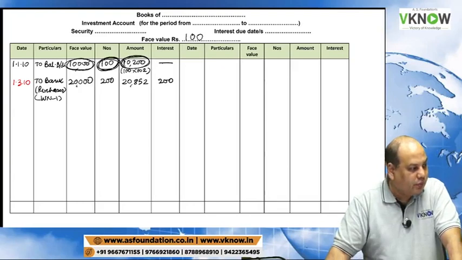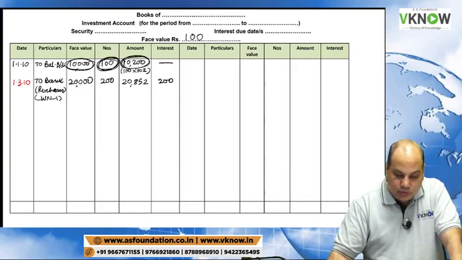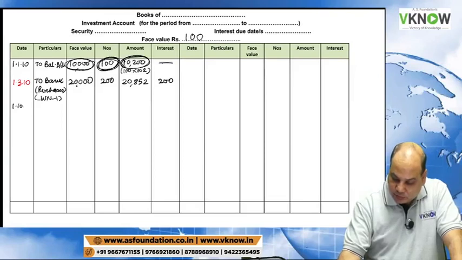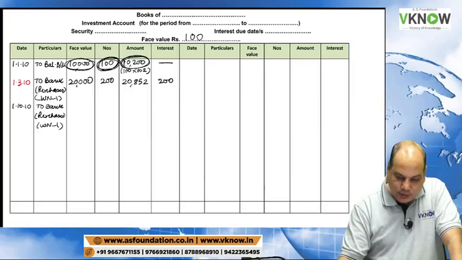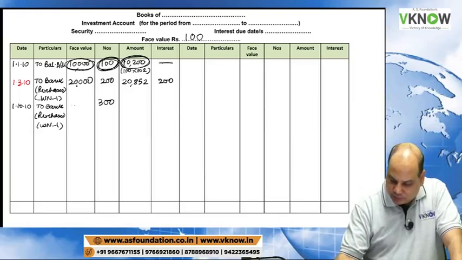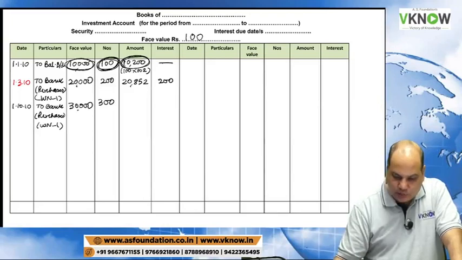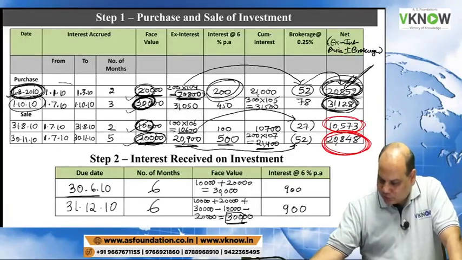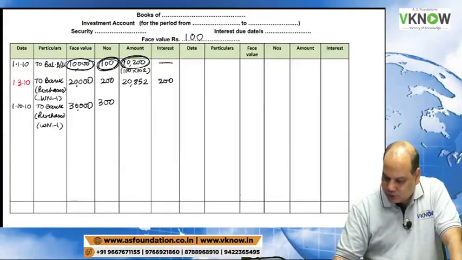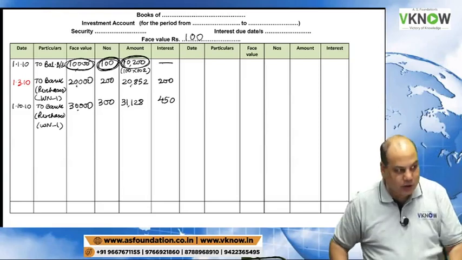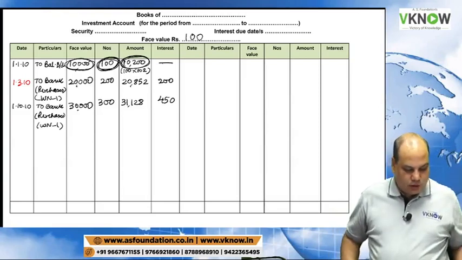Then one more purchase was made on 1/10/10, to bank, purchase, working note 1 again. Now you have purchased 300 quantity, 30,000 is the face value, and the amount is on the screen in the last column, 31,128, and 450 is the interest.